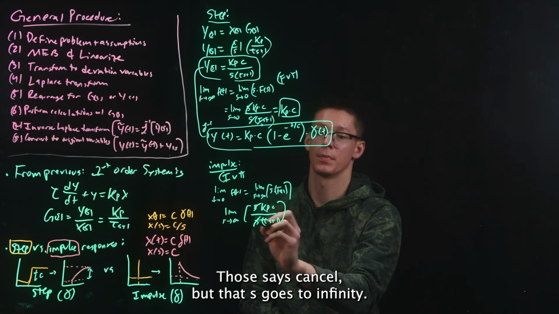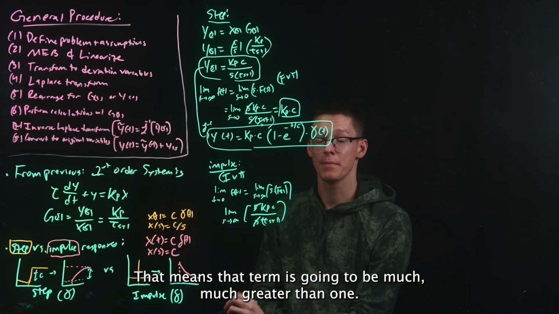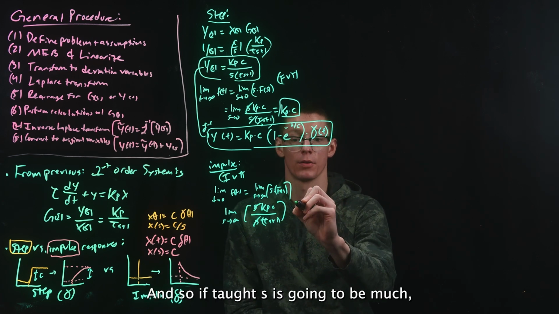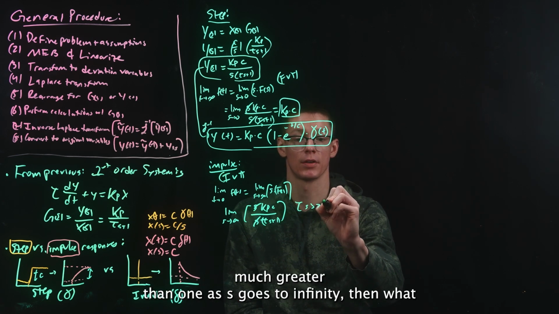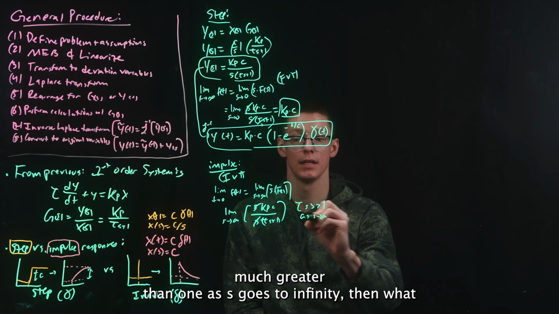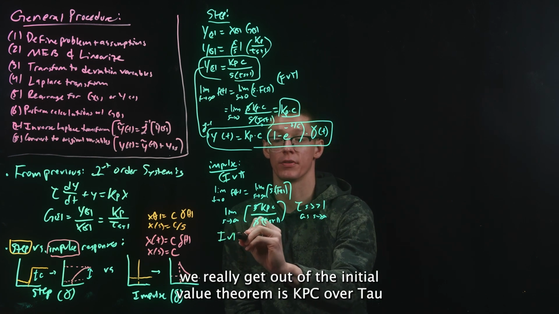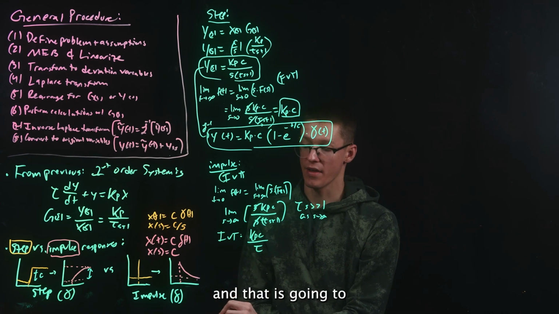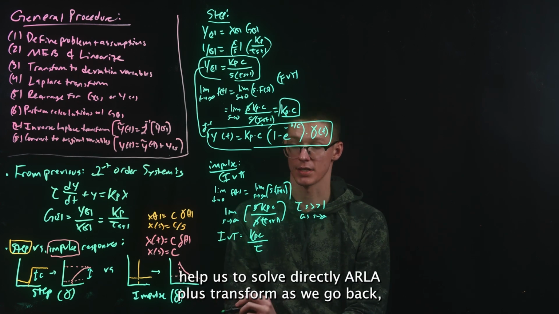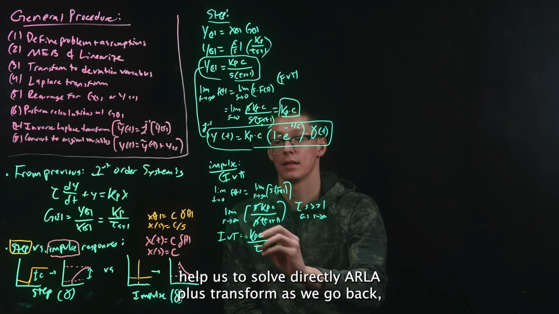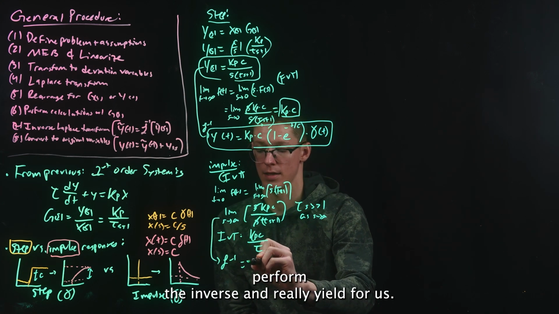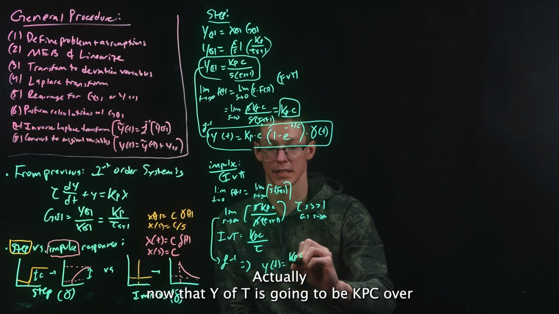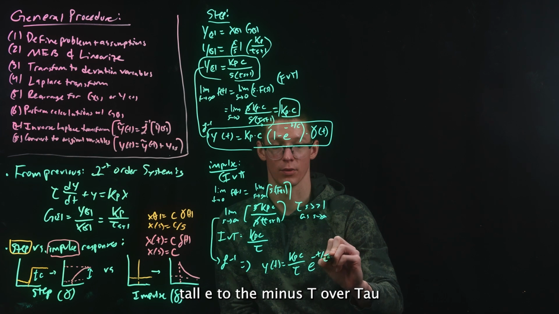Those s's cancel, but that s goes to infinity. That means that term is going to be much, much greater than 1. And so if tau s is going to be much, much greater than 1 as s goes to infinity, then what we really get out of the initial value theorem is Kpc over tau. And that is going to help us to solve directly our Laplace transform as we go back, perform the inverse, and really yield for us that y of t is going to be Kpc over tau e to the minus t over tau.